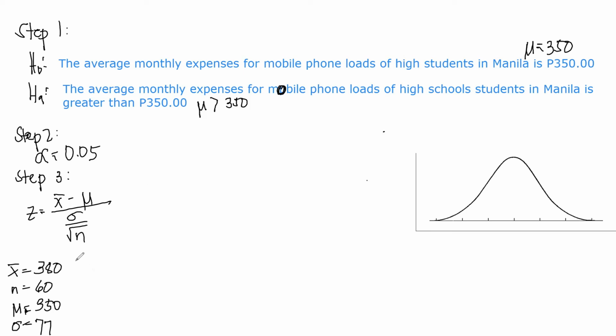Okay. Simply solve the formula. So we have z is equal to 380 minus 350 over 77 over square root of 60. Calculate the result. The resulting answer is 3.02. I hope that you have your calculator with you while we are discussing for you to follow. Okay? So our test statistic for step number 3 is 3.02.